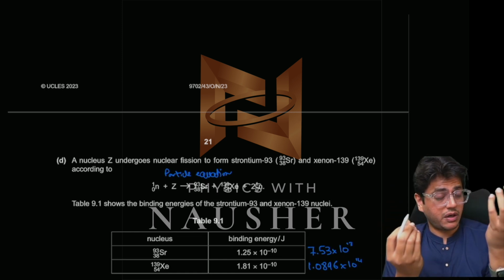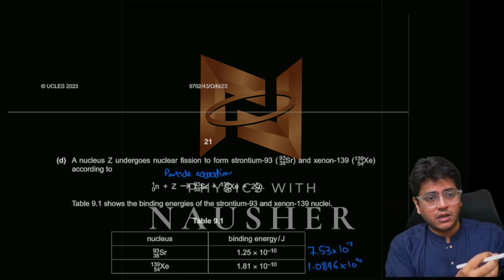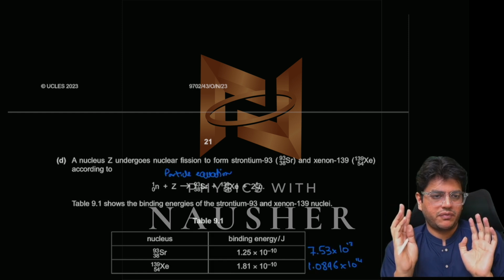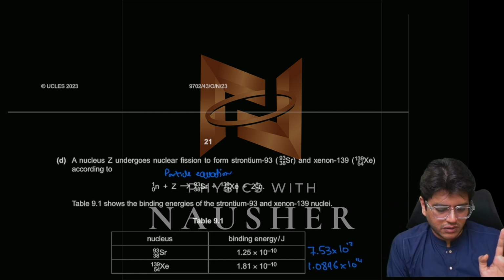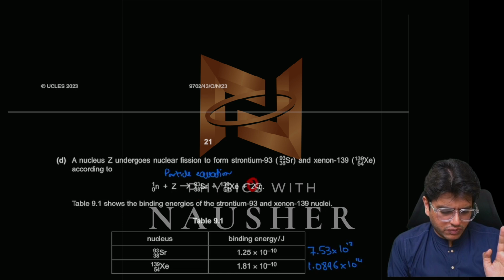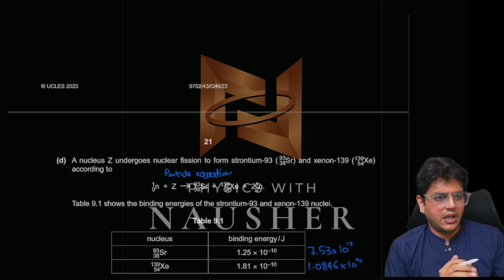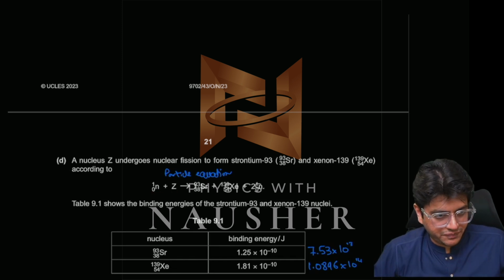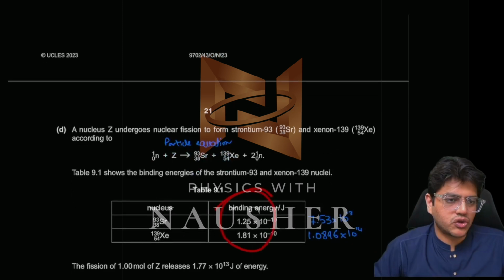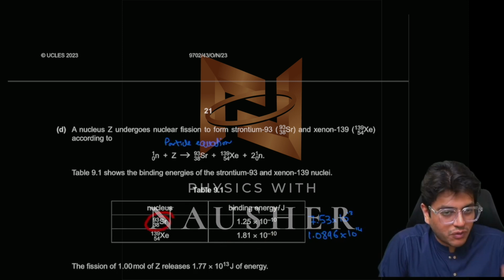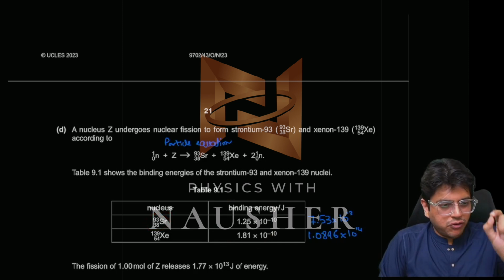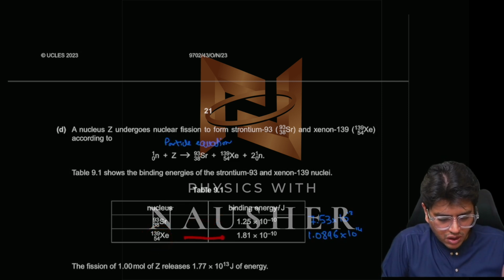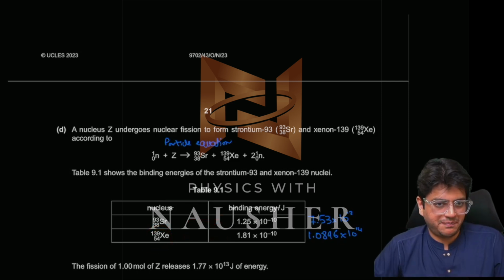One particle of Z, one neutron, bang, xenon, one particle, strontium, one particle, and two neutrons. So you have, no, sorry, 2 plus 1, 4 particles over here, and you've got these two things. This is a particle equation. And the data that they give you is always for particles. Look, nucleus, one particle. One particle of strontium has this binding energy. One particle of xenon has this.